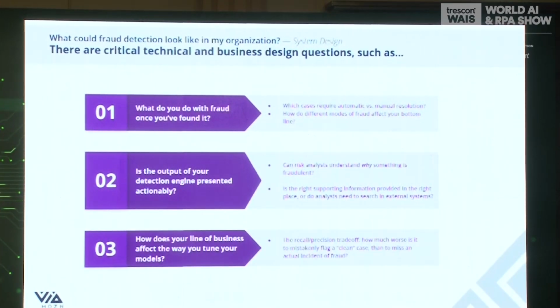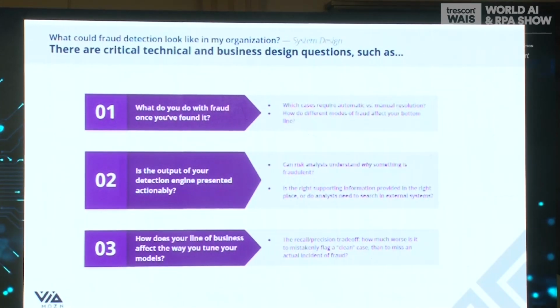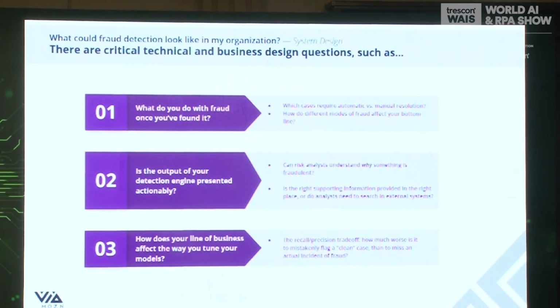And the third is, how does your line of business affect the way that you tune your models? So for example, in this kind of field, there's something called the recall precision trade-off. So what is the cost of mistakenly flagging an account as fraudulent versus missing actual fraud? Right? And you will need to make a trade-off between these. For some cases, flagging something as fraud might lose a customer forever. So you might be a bit more willing to lose some actual cases of fraud.